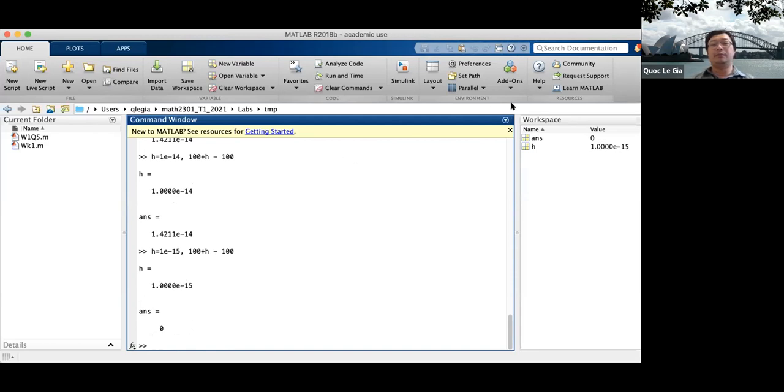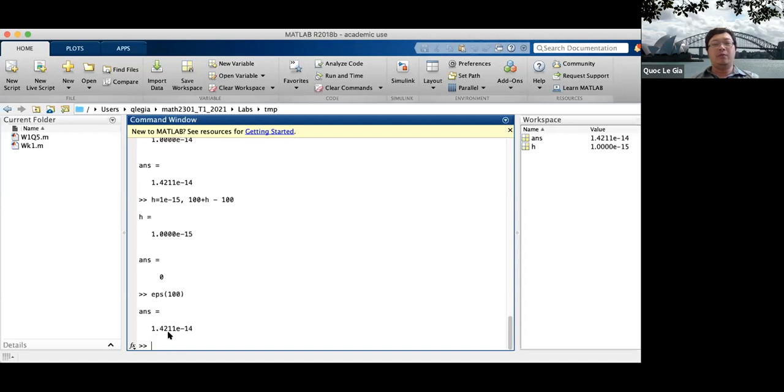So why is that? Why is that big error? Anyone? Why do we have the errors? So if you remember, h less than epsilon of 100. Yes, that is a very good observation. Because epsilon of 100 is 1.4 times 10 to the minus 14.